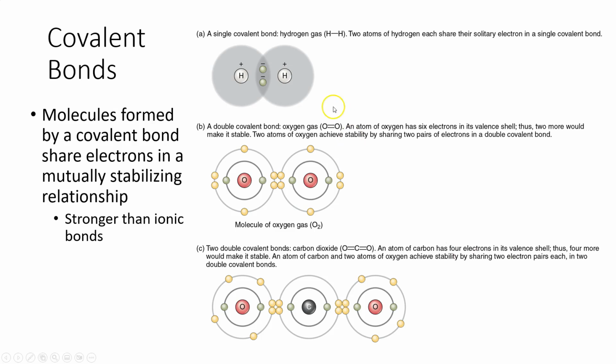You can see some common types here of covalent bonds. So in A, we have a single covalent bond like hydrogen gas, where two atoms of hydrogen will share their electrons in a single covalent bond. Oxygen gas here is an example of a double covalent bond. And so the oxygen molecules share two pairs of electrons. And then carbon dioxide is an example where there's two double covalent bonds, where carbon has a double covalent bond with two different molecules of oxygen.